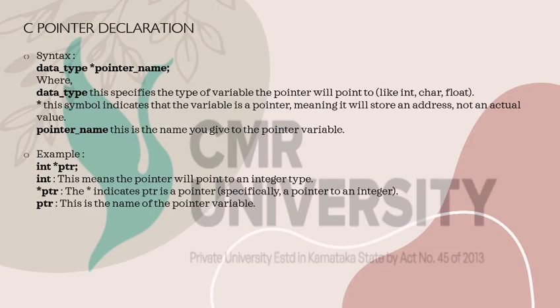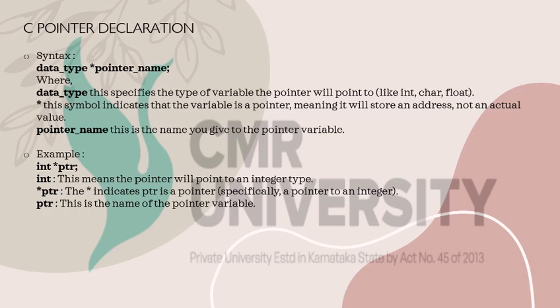C pointer declaration. Syntax: data_type *pointer_name, where data_type specifies the type of variable the pointer will point to, like int, char, float. The asterisk or star symbol indicates that the variable is a pointer, meaning it will store an address, not an actual value. pointer_name is the name you give to the pointer variable.